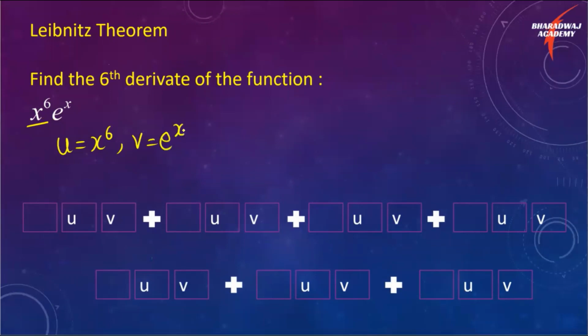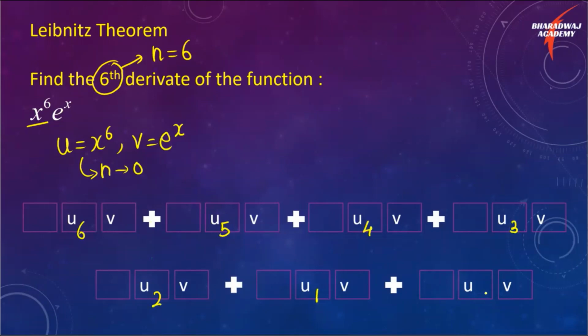Yes, first of all, let us fill the directions of u and v. What do you mean by that? As you can see, u goes from n to 0, which means n is here 6 because we are finding the sixth derivative. This is n is equal to 6, correct? So what do we write here? 6, 5, 4, 3, 2, 1, 0. 0 means u as it is, correct?